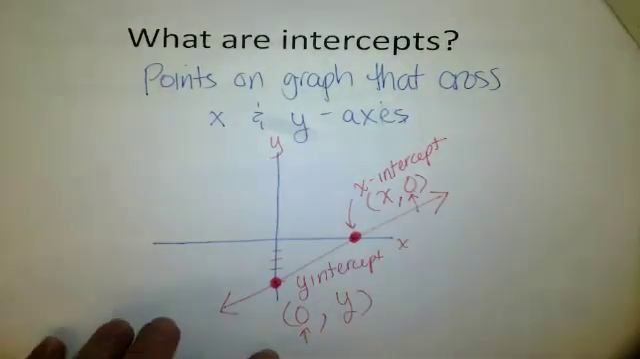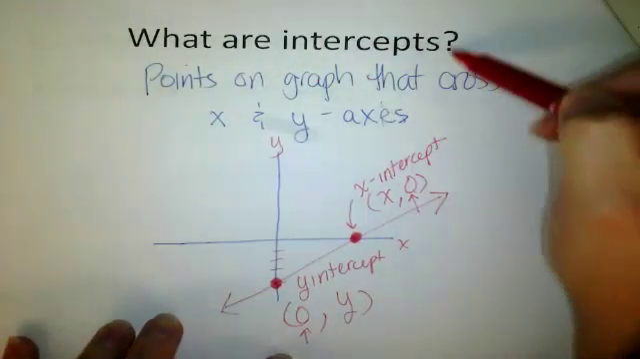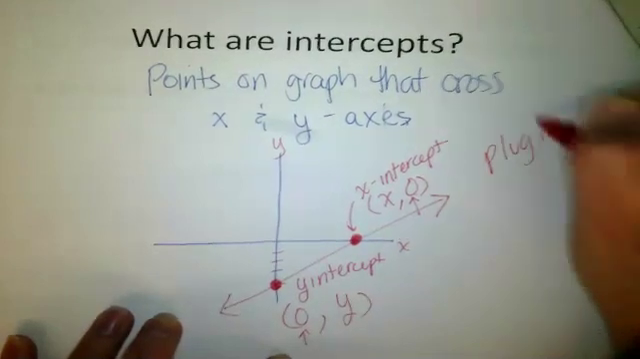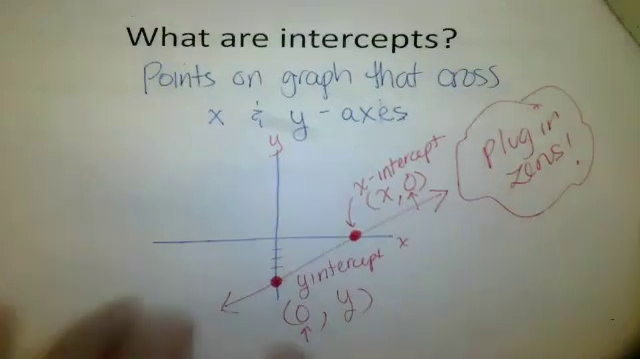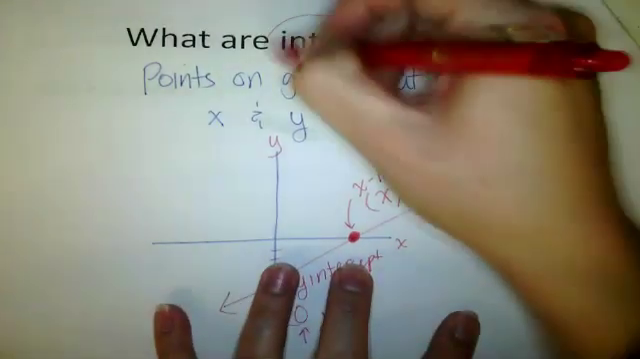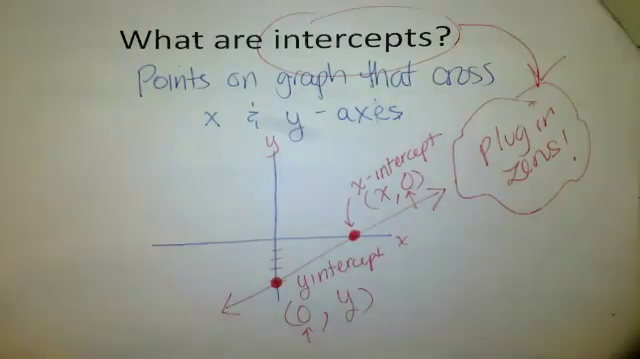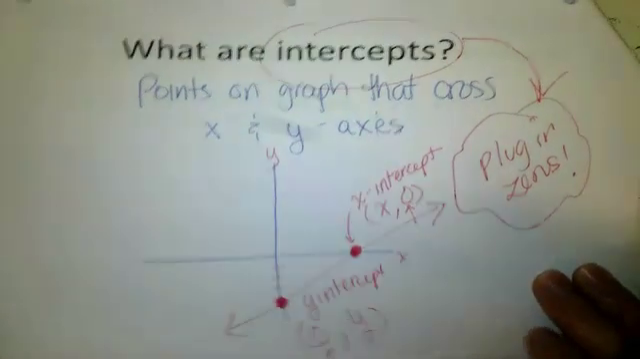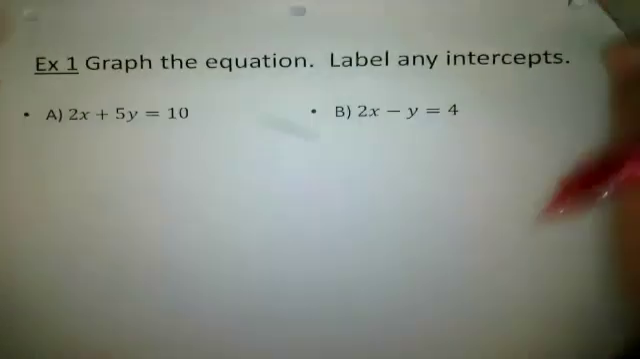So the goal of calculating or finding the intercepts is to plug in zeros. Plug in zeros. That's the name of the game today. If you want to find those intercepts, plug in zeros. All right? So that's what we're doing today. Super easy when it's in standard form.